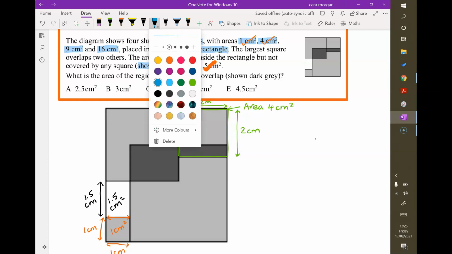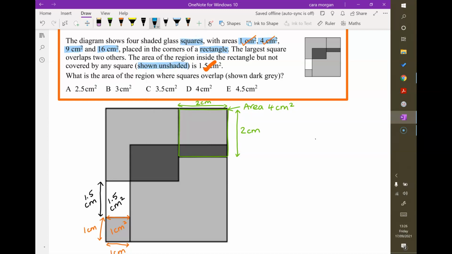Right, now I've got another square that has an area of 9 centimetres squared. So the next biggest one up is the one in the top right hand corner. So I'm just going to go over the outline in blue. And it tells me the area is 9 centimetres squared. Well, if I've got a square, length 3 centimetres, multiplied together, is going to give me the area of that square.